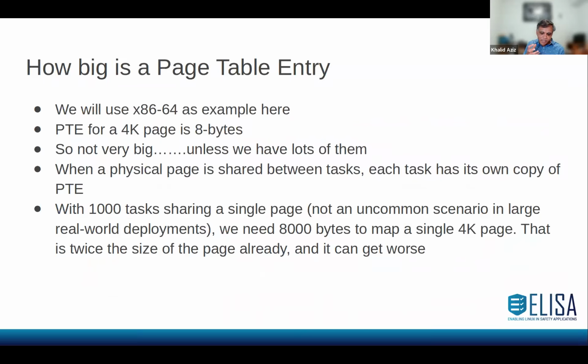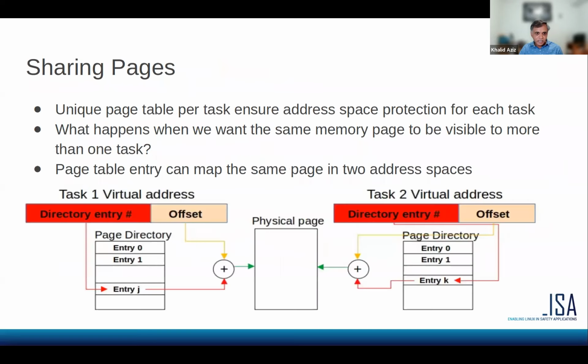So let's take a look at how much space we need for these page table entries, and what is the cost for all of this sharing. Let's look at the 64-bit x86 architecture, where the base page size is 4K. Each page table entry for a 4K page is 8 bytes. So 8 bytes for a 4K page, pretty small, no big deal, until we have a whole lot of them. As I showed here, each task that's sharing a physical page has its own page table entry.